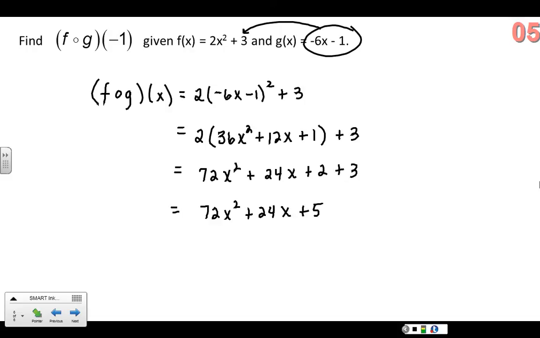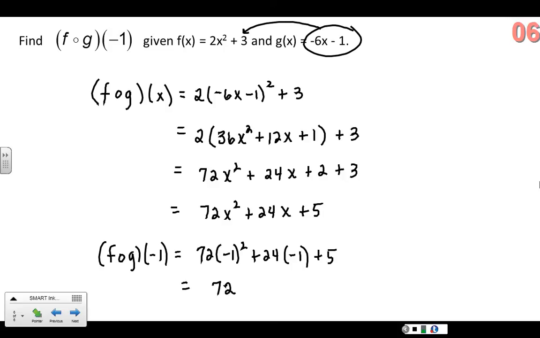So the last step would be find f of g of negative 1. If I plug negative 1 in, that's 72 times negative 1 squared plus 24 times negative 1 plus 5. So that would be 72. Negative 1 squared is just 1. So minus 24 plus 5, which would equal 53.